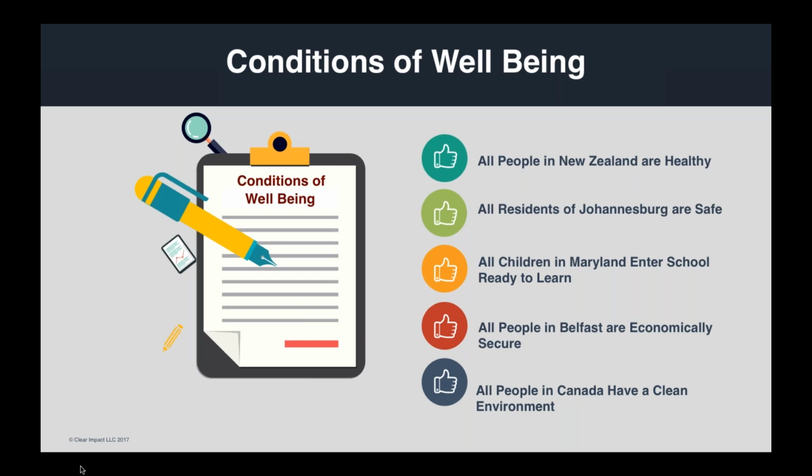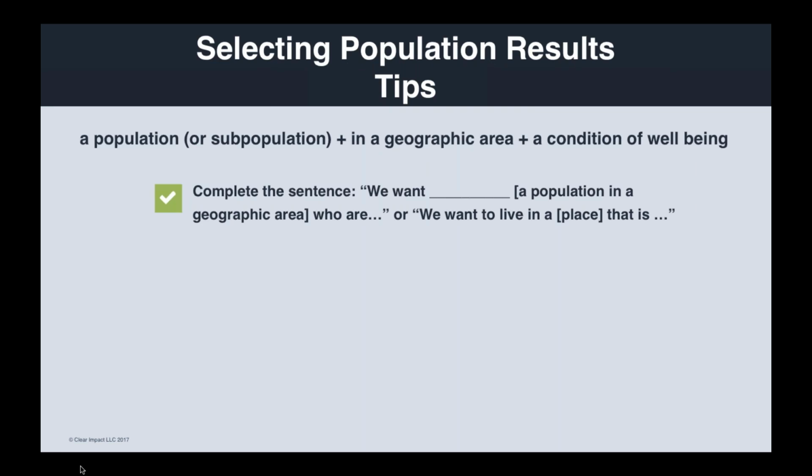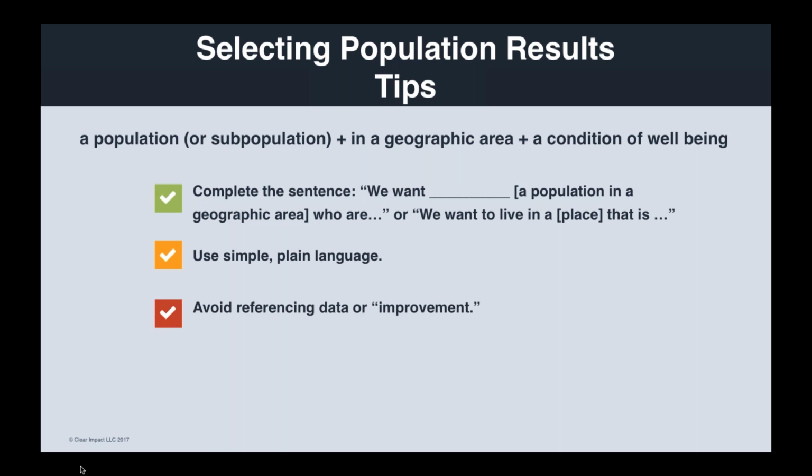All people in New Zealand are healthy. All residents of Johannesburg are safe. All children in Maryland enter school ready to learn. All people in Belfast are economically secure. All people in Canada have a clean environment. Results. A couple of tips. Use a sentence. Put it into a sentence. We want a particular population, in a particular geographic area, who are healthy, safe, etc. Use simple and plain language.